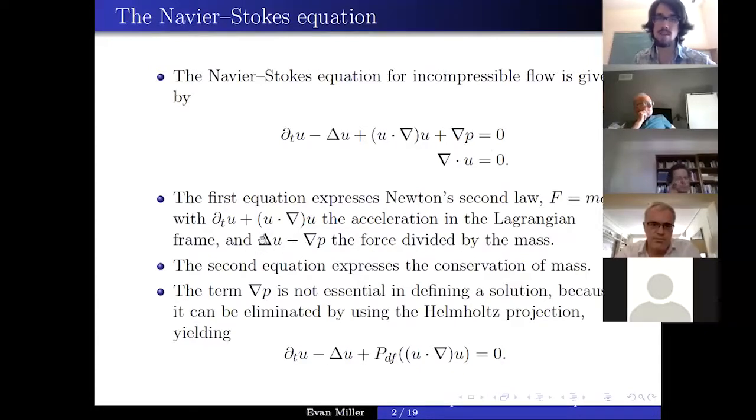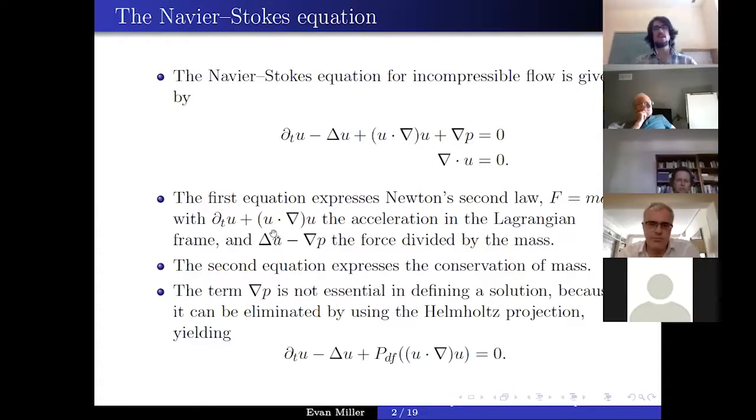In the Laplace u term, I've set viscosity to be one because you can treat it as a scaling parameter. We'll be working on the whole space, and so it's simplest just to take it to be one. I'll note the Laplace u represents viscous forces, the internal friction of the fluid, and the gradient p is the pressure gradient.